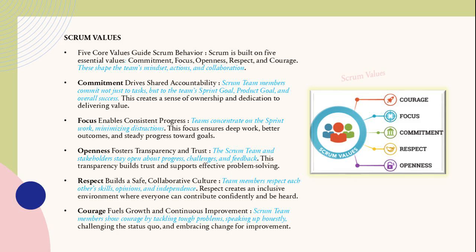Openness: being transparent about progress and challenges builds trust and teamwork. Respect: valuing skills, opinions, and independence creates a safe, collaborative culture. Courage: teams face challenges, speak honestly, and embrace change for continuous improvement. Together, these values drive trust, collaboration, and growth at the heart of Scrum.